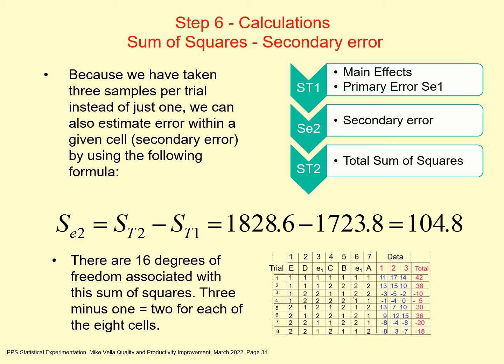Because we've taken 3 samples per trial instead of just 1, we can also estimate error within a given cell, called a secondary error, by using this formula. Secondary error equals the total sum of squares minus the primary sum of squares, which is, from our previous calculations, 1828.6 minus 1723.8, which is 104.8.